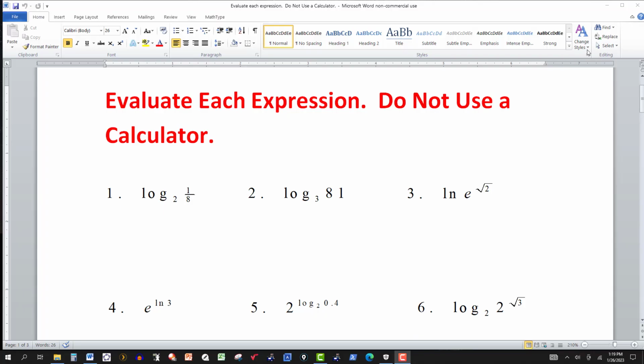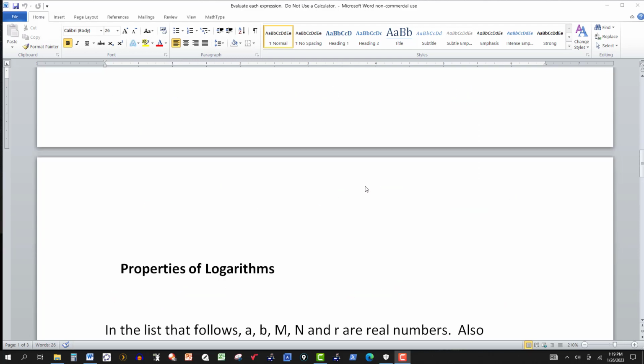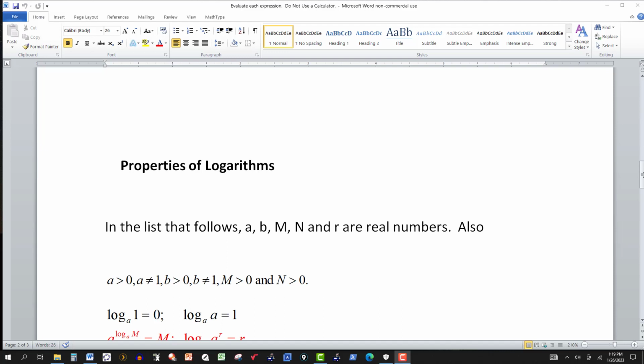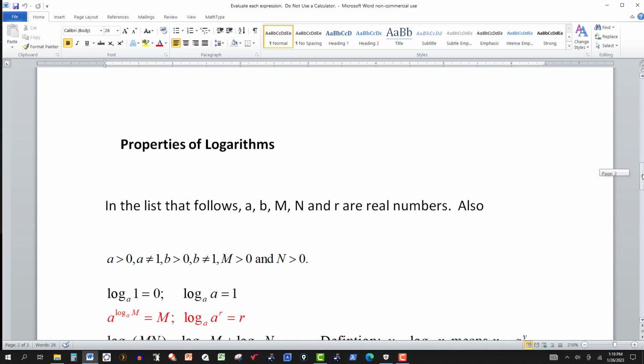In this video we have some logarithmic and exponential type expressions to evaluate. We're not to use a calculator. That suggests we need to find an exact value for these expressions. We're going to use some properties of logs. Some of these I've used in other videos, so I'm just going to let you look at these.